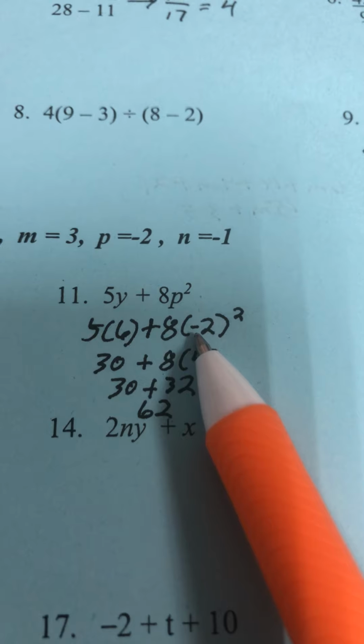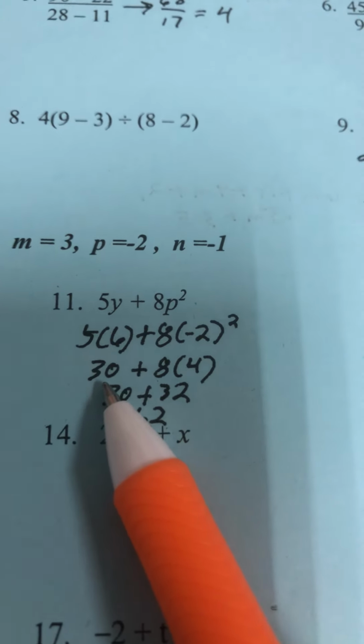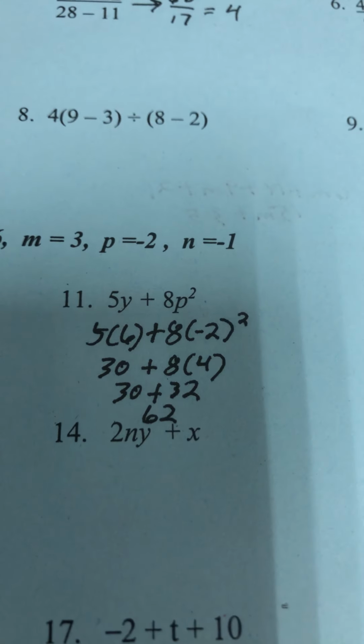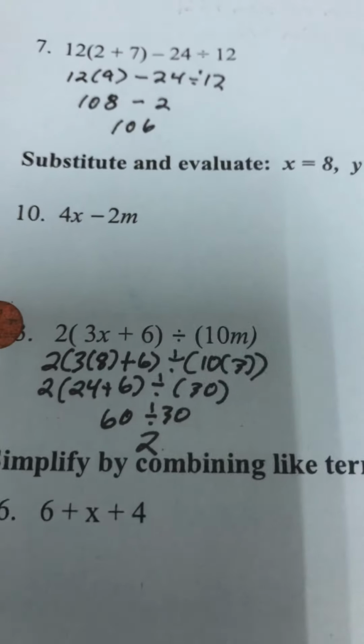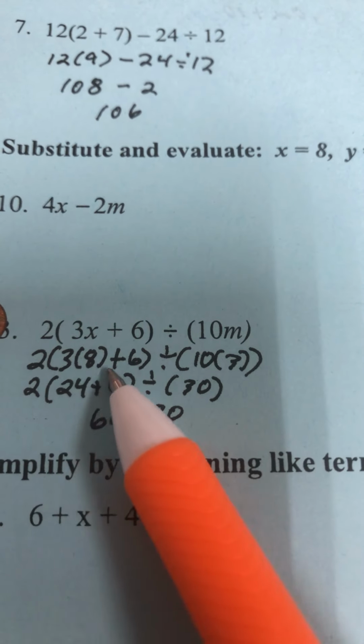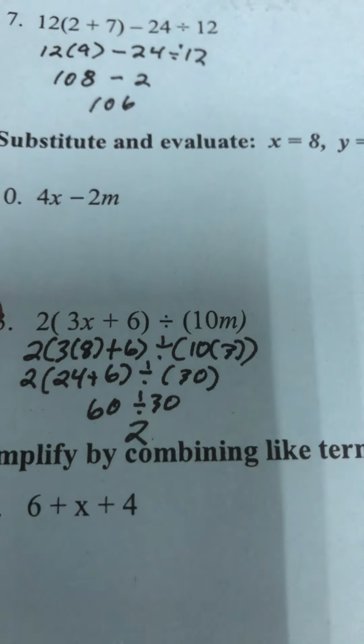I do the exponent first. Then I went in and did multiplication on that one. Then I do multiplication on this one. Then I do the addition. 13, plug in the numbers, do order of operations. I end up doing division last, and I get 2.